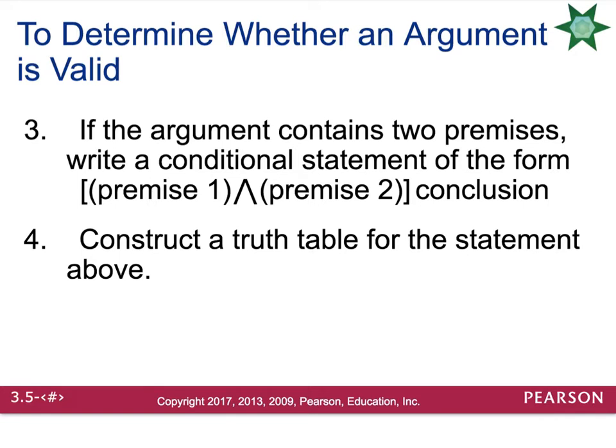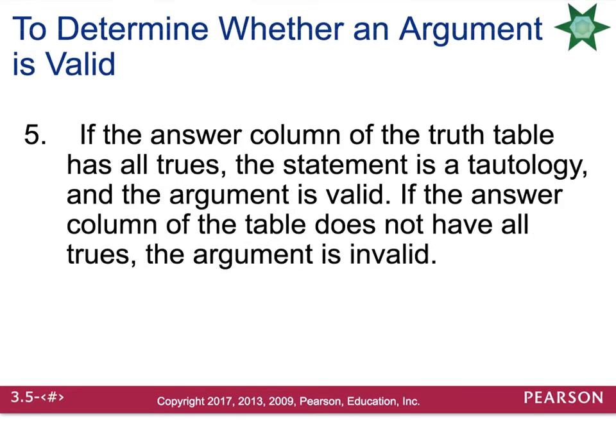If the argument is not on the list of commonly valid or commonly invalid arguments, then you're going to have to do a truth table. First, you do a conjunction of premise 1 and premise 2, and then you'll do a conditional statement. So you'll have premise 1 and premise 2 implies the conclusion. Once you have it in that form, you will construct a truth table for that statement. If the answer column of the truth table has all truths, that means it's a tautology and the argument is valid. Just as a reminder, whenever you have a conditional statement that's a tautology, it is also called an implication.